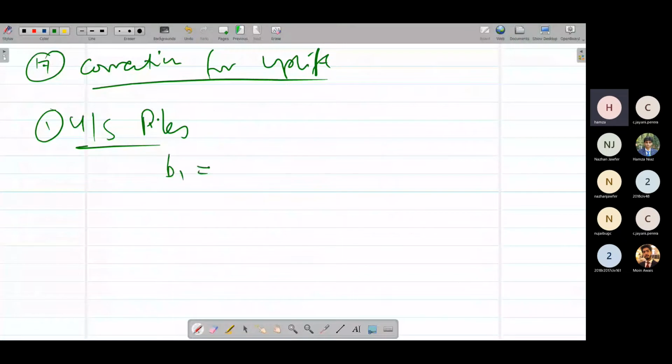For upstream piles, B1 is, for example, this is our upstream pile. B1 is the width of the concrete floor before the upstream pile. What is the width of the concrete floor before the upstream pile? We have assumed this is 50 feet.